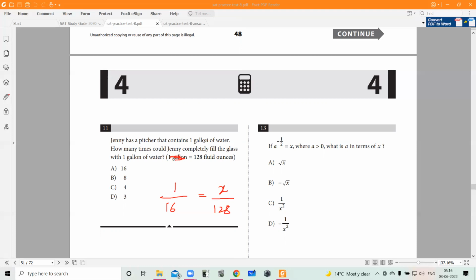Well, we're already having 1 gallon, right? 1 gallon of water. Yeah, but how many glasses could you get out of the 1 gallon? Exactly. So 1 gallon means 128 fluid ounces, right? Yeah. So if the question is, Jenny has a pitcher that contains 128 fluid ounces, how many times could Jenny completely fill the glass with 128 fluid ounces?